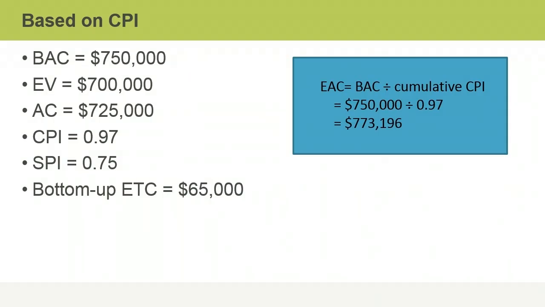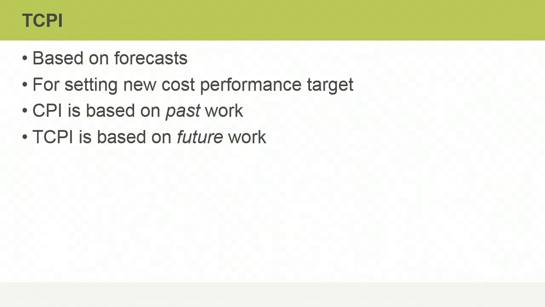With a cumulative CPI of 0.97, it's clear that the project is performing slightly worse than planned. The manager has reason to assume this trend will continue. To calculate the EAC for the project based on the assumption that the project's cost performance won't change, the manager divides the BAC of $750,000 by the cumulative CPI value of 0.97. This gives an EAC of $773,196.